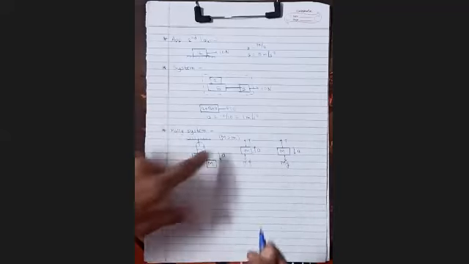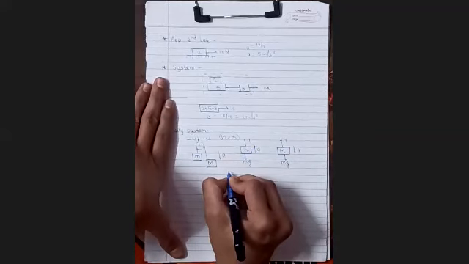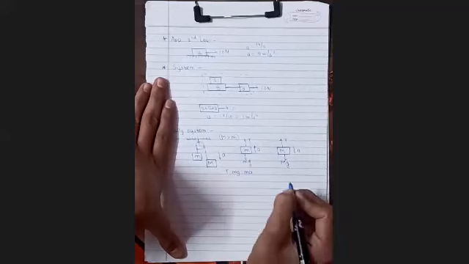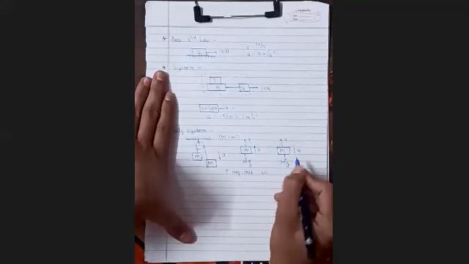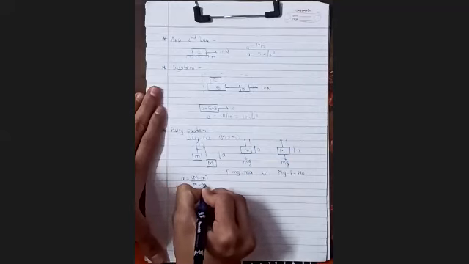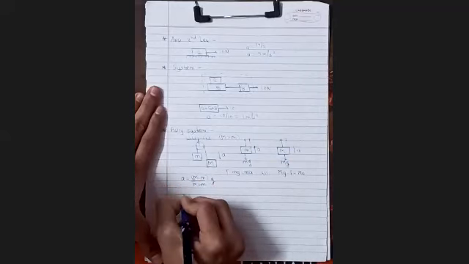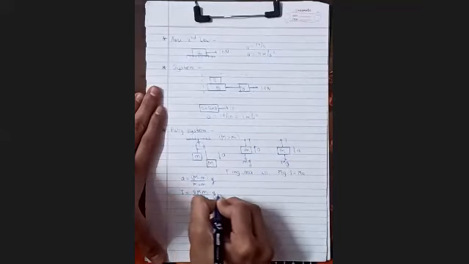From the free body diagram of the block of small mass m, we get, here tension is greater than the mg force. This is equation number 1. Acceleration is (M minus m) upon (M plus m) into g, and the tension value from here we get, 2Mm upon (M plus m) into g.